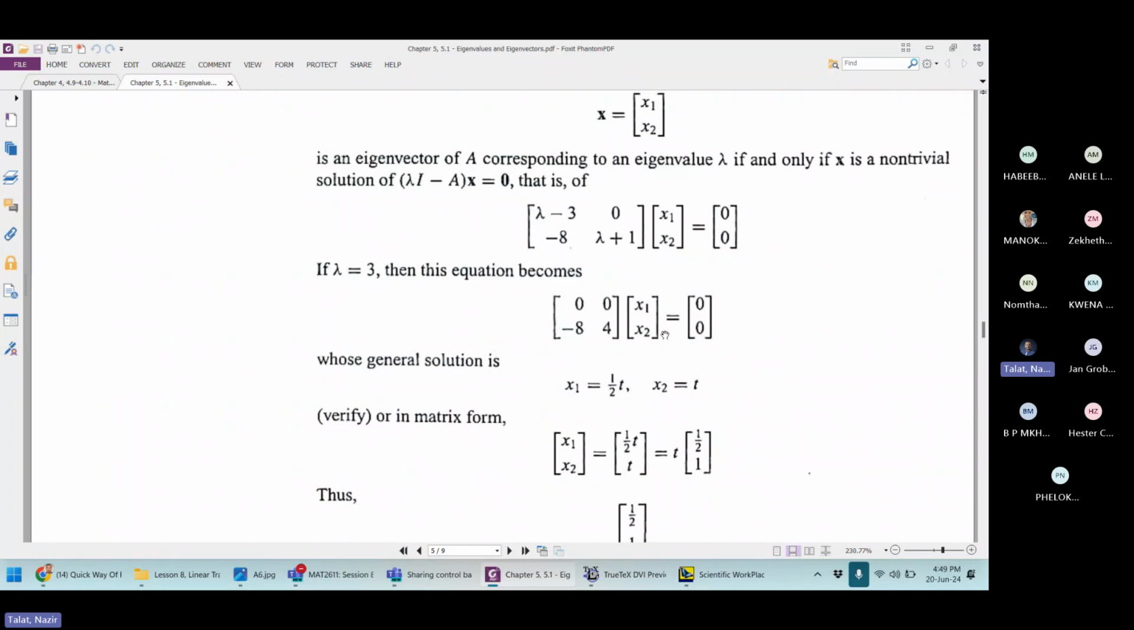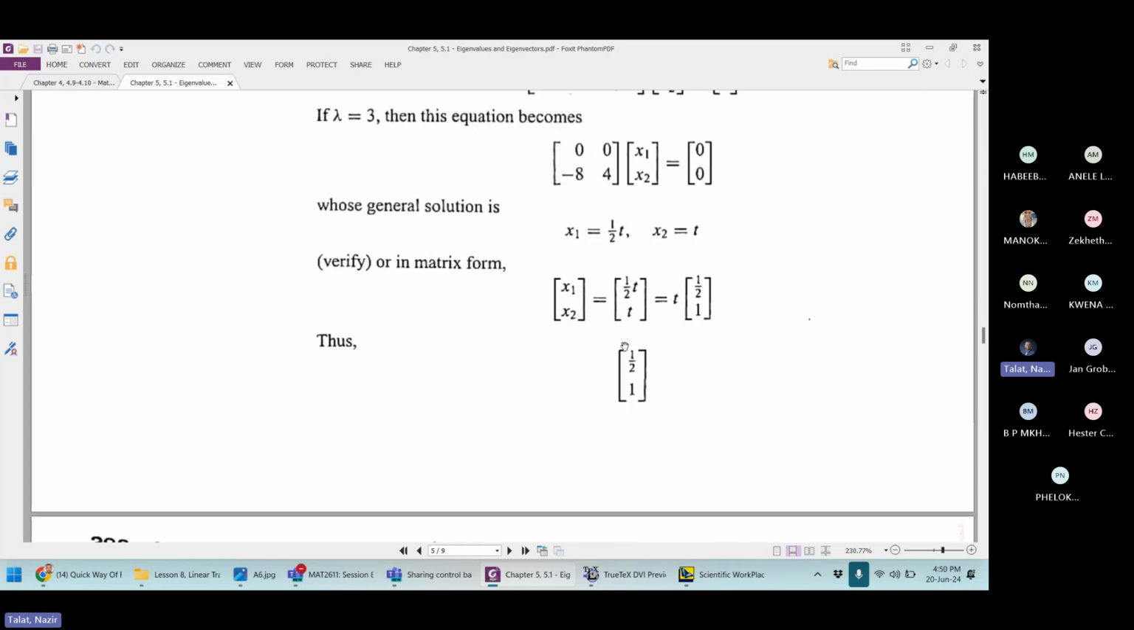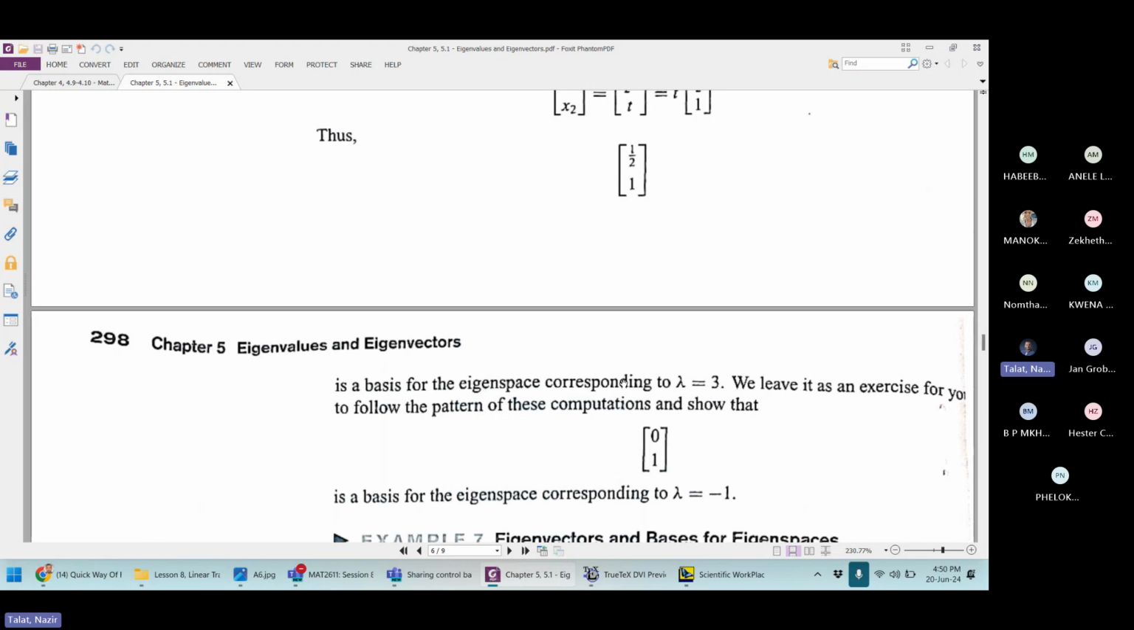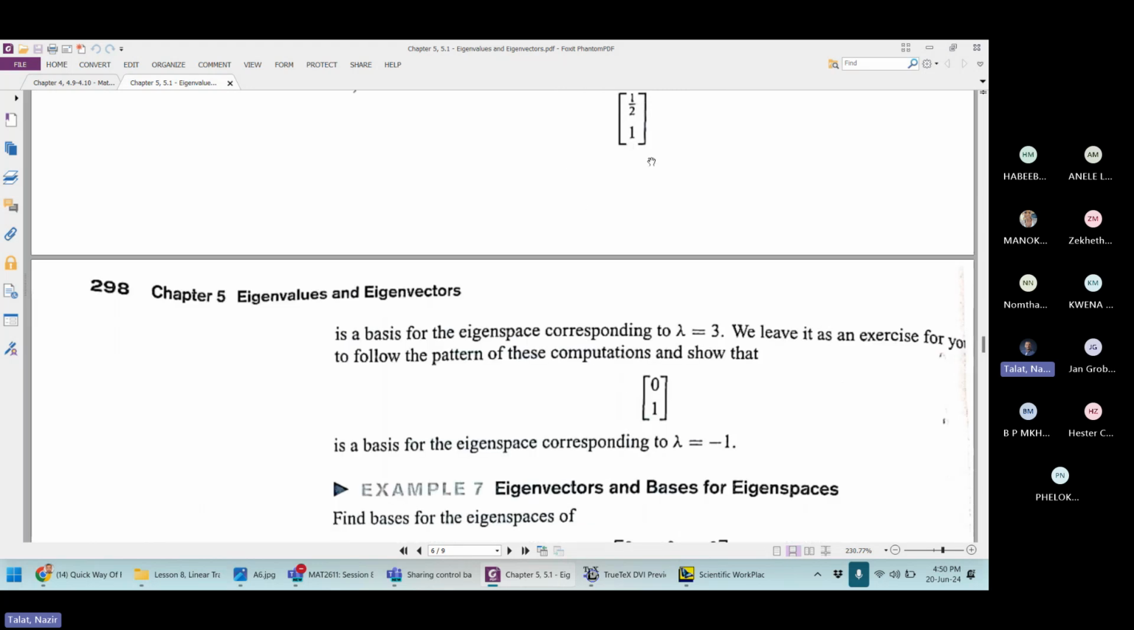For example, you can see that it has a parametric solution. So from this parameter t, if you just take t as a common factor, then this is the vector 1, 2, 1. So this is the vector x that satisfies the condition Ax equal to lambda x. So we call it the eigenvector corresponding to lambda equal to 3.